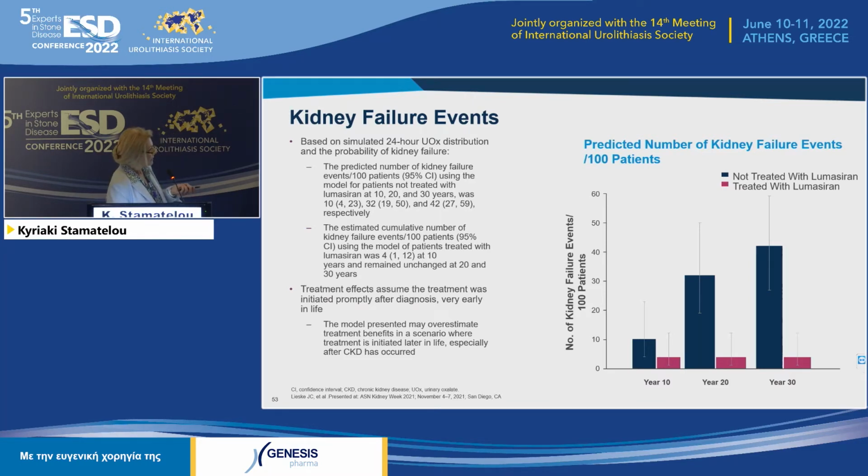These are the number of kidney failure events. The blue bars are the patients that were not treated with lumasiran at year 10, year 20, year 30. This is a dramatic rise in their numbers of kidney failure events. While patients who were treated with lumasiran had an impressive stability and very low numbers in kidney failure events that were stable at year 10, 20, and 30.